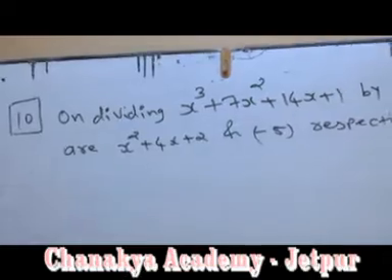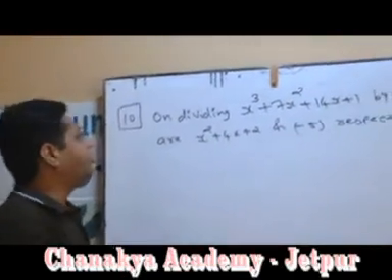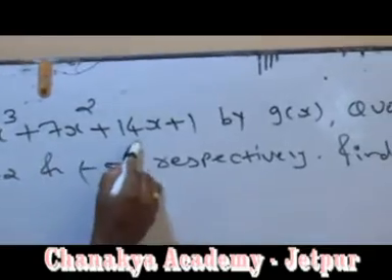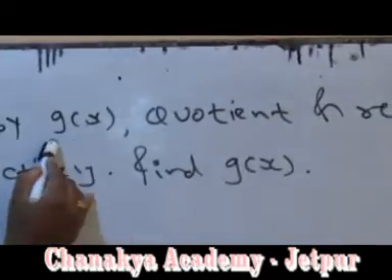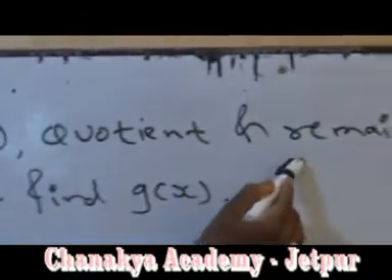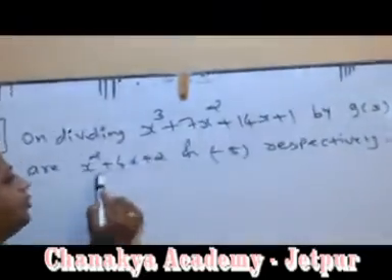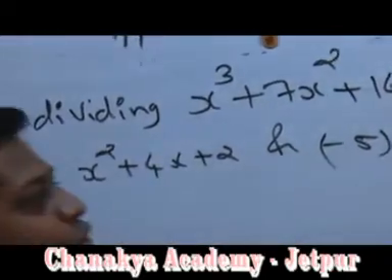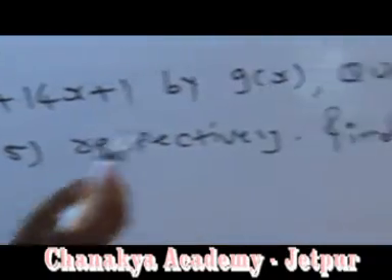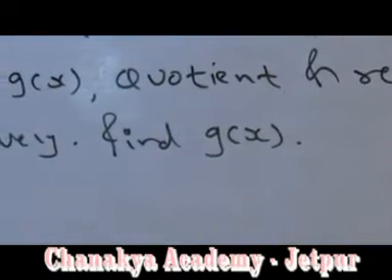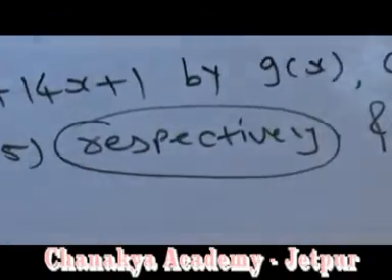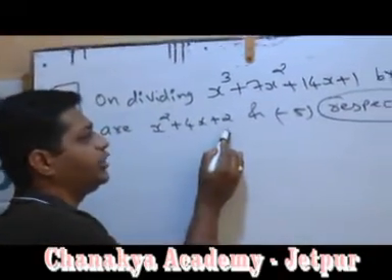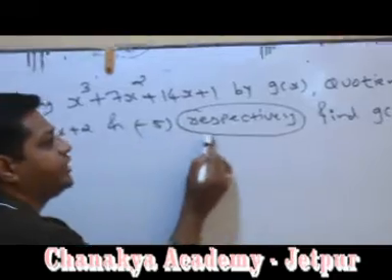Okay students, now we are moving to the next question, question number 10. On dividing x cube plus 7x square plus 14x plus 1 by g of x, which is our divisor, quotient and remainder are x square plus 4x plus 2 and minus 5 respectively. Students, pay attention: I have written the word respectively, so you should pick up the word order. Quotient is x square plus 4x plus 2 and remainder is minus 5.